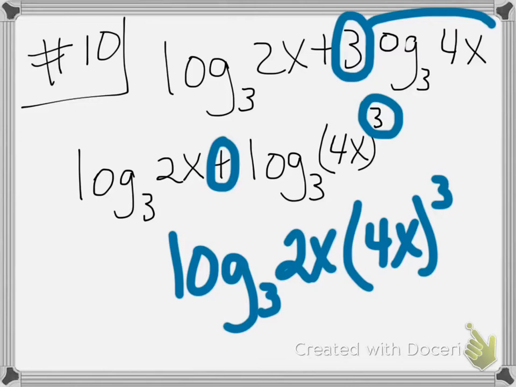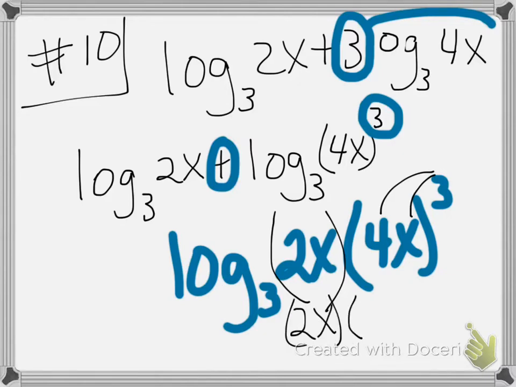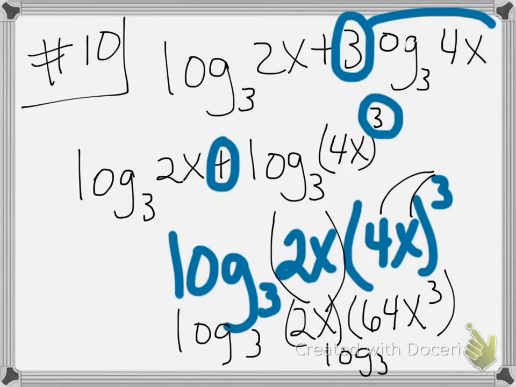Let me switch back to the smaller font here. The one thing that you have to do here is just simplify it. So I have 2x times 4 to the third power, which is 64, x to the third power, which is x cubed. And I'm out of space, but hopefully you can see this okay. 2x times 64x to the third, 2 times 64 is 128. X times x cubed is x to the fourth. That's your solution right down there.